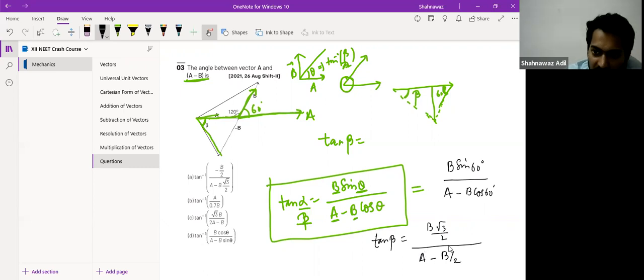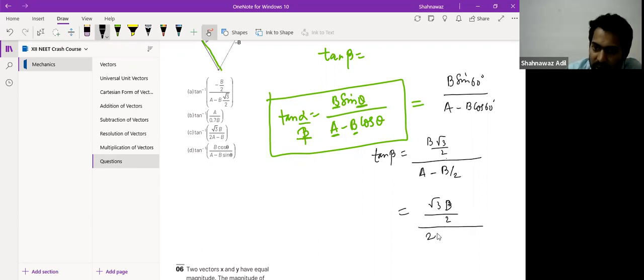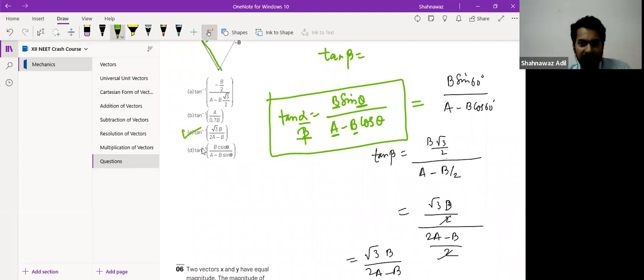So what will be this? This will be what? Two and two cancel. Yes. So when we take the LCM of this, then two will cancel. So this is two, and this is 2A minus B by two. So this cancels. So we have root 3B by 2A minus B. Okay, so this is the right answer. So C is the right answer. Understood? Yes, sir.